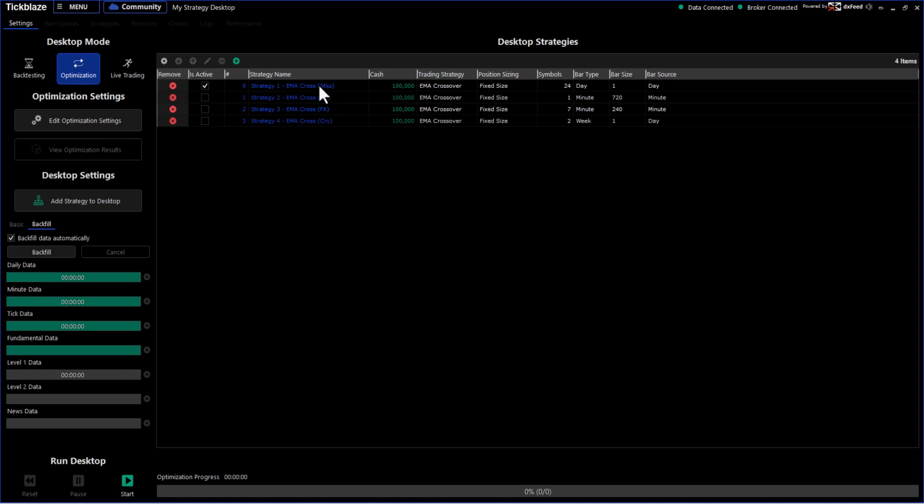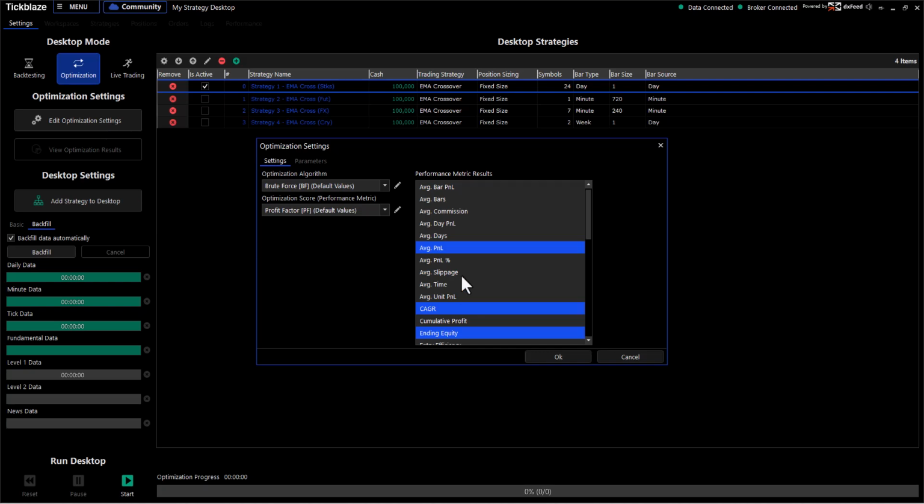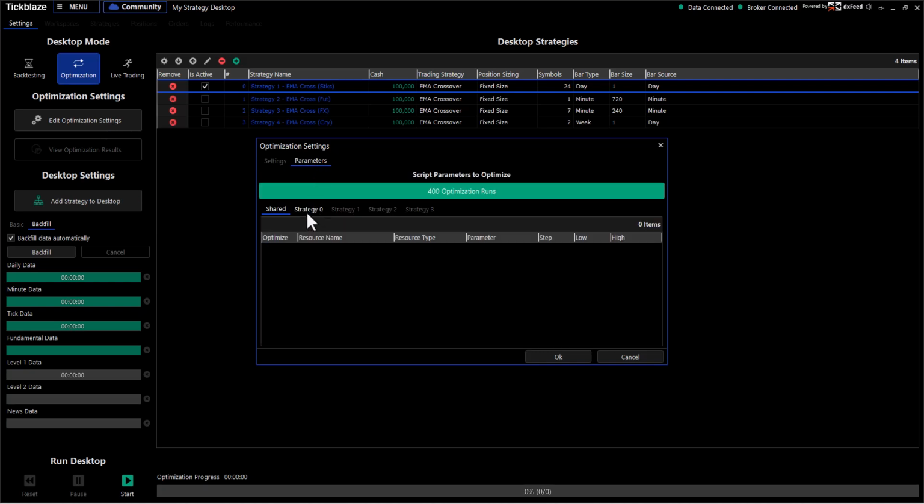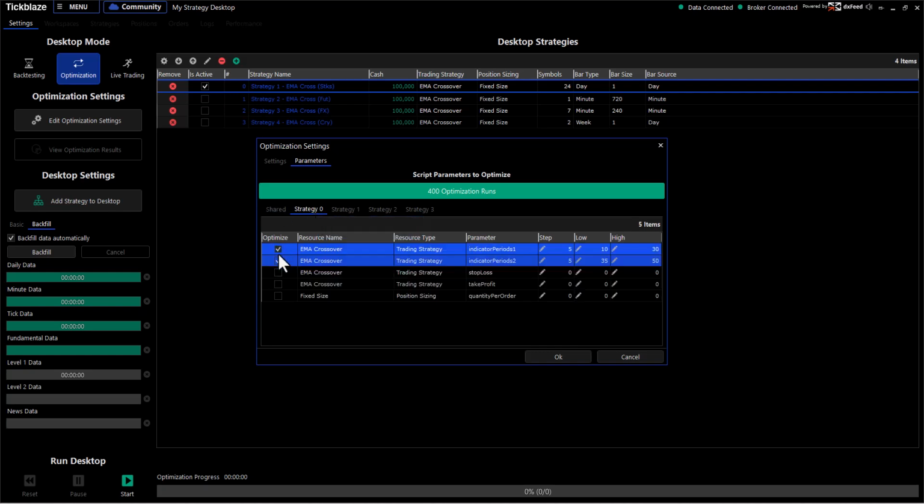I'm going to use the first one for an example under the stock portfolio. I'm basically going to go in here and edit the strategy parameters. I'm going to optimize for profit factor, and you can see I could do these simultaneously. Tickblaze has the power to literally optimize all 4 trading systems in parallel. You could actually optimize 100 systems should you choose to, but as I can see, I only got 4 loaded. And let's go into the first strategy and look at the optimization.